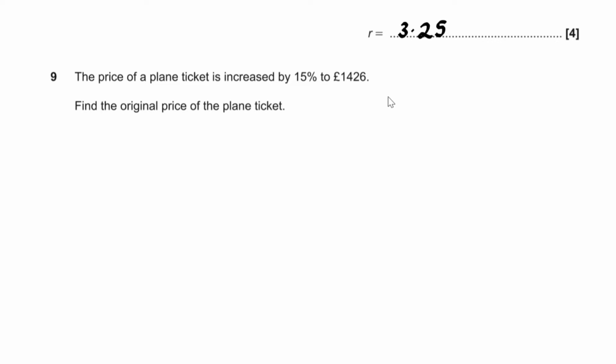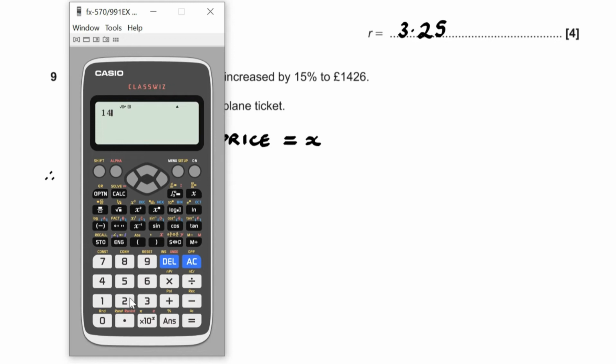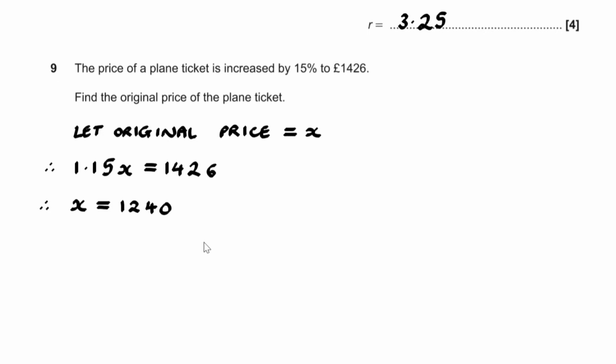Question number 9. The price of a plane ticket is increased by 15% to £1,426. We have to find the original price of the plane ticket. Well, if we let the original price equal X, then what we have is 1.15x equaling 1,426. We've increased the original price by 15% and we get a final value of 1,426. So if I do 1,426 divided by 1.15, we get 1,240. So X is equal to 1,240. That's the original price.